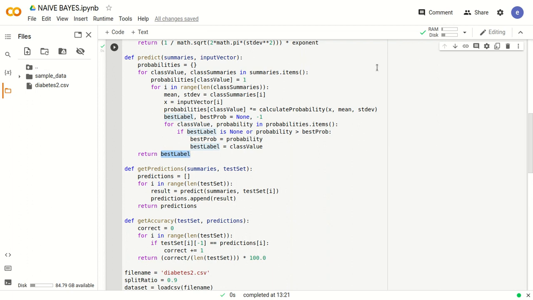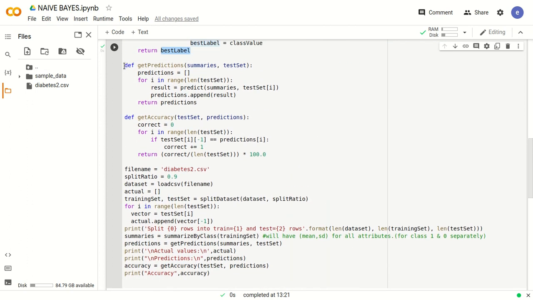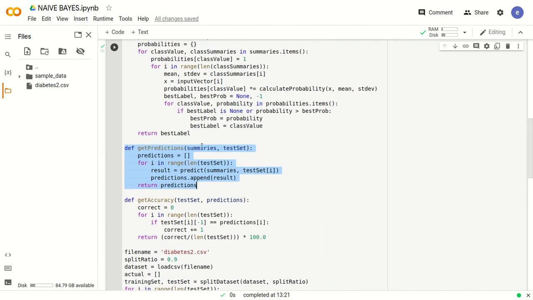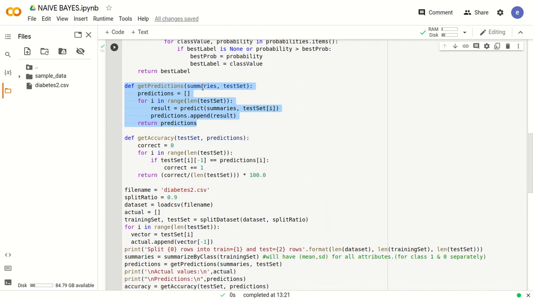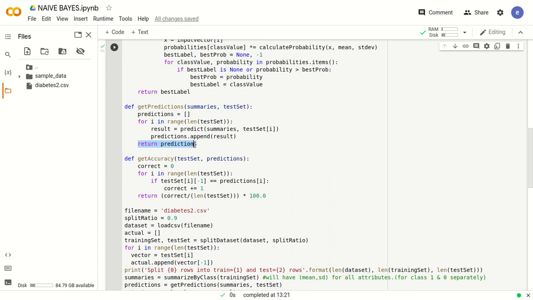So will it be 0 or 1 according to this naive Bayes classifier. The get predictions function is a much simpler function. We are just taking the parameters from the main part of the code, and we create this empty list called predictions, and we call this predict function, which will do all the computations and return the result, and whatever is returned will be appended to this list. So ultimately this will have the predictions list for each of the rows in the data set.